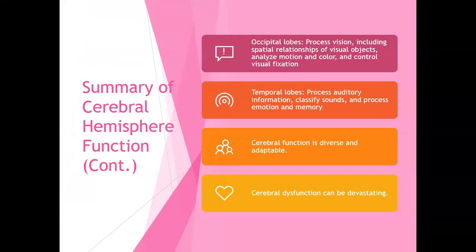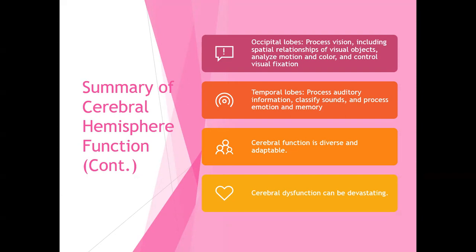Occipital lobes process vision, including spatial relationships of visual objects. They analyze motion and color and control visual fixation. So there's a vestibular area in the occipital lobe that controls visual fixation via the vestibular ocular reflex, like we talked about. The temporal lobes process auditory information. They classify sounds and they process emotion and memory. Cerebral function is diverse and adaptable, and cerebral dysfunction can be devastating.